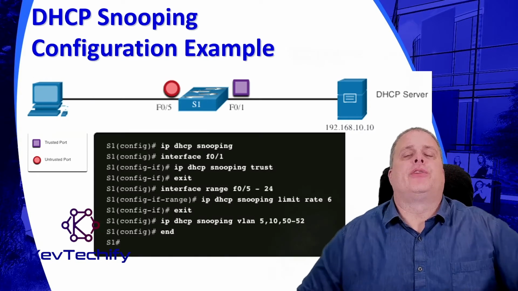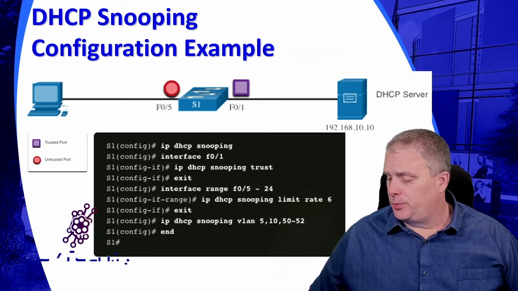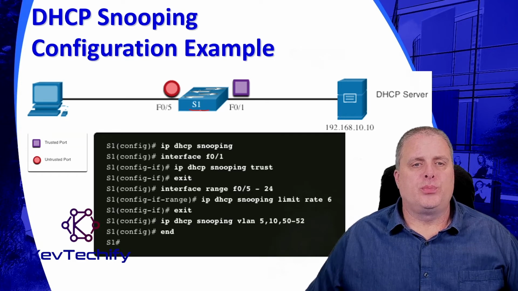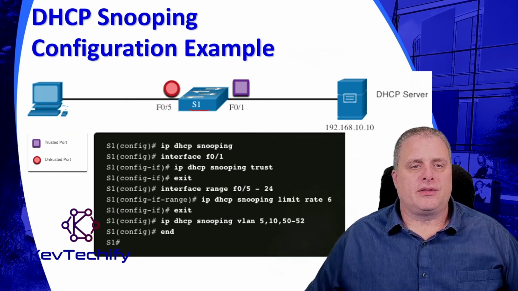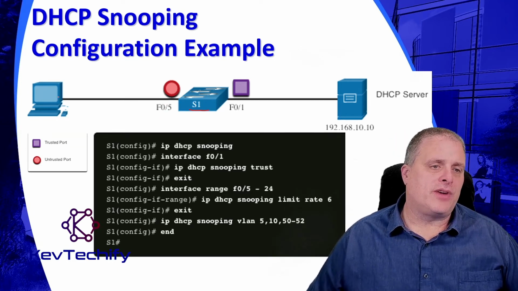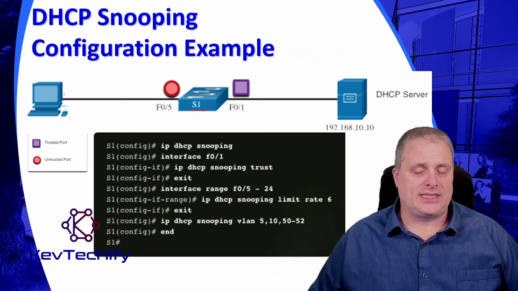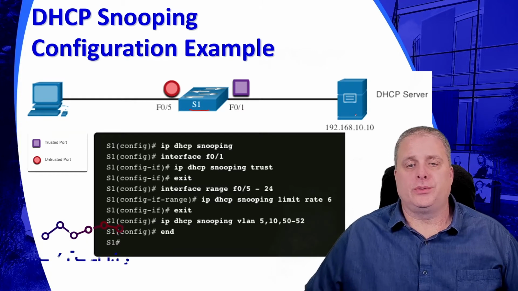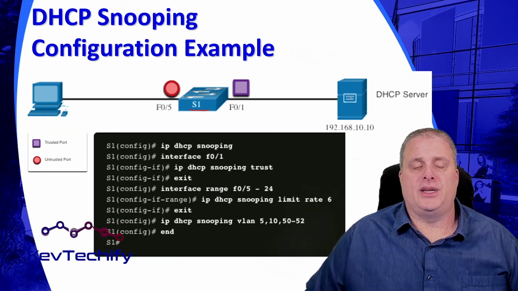Here's an example configuration of DHCP snooping. First, let's look at our switch in the center. We have two ports connected in. We have Fast Ethernet 0/5 connected to an end user device, an access port, a PC, and then we have Fast Ethernet 0/1 that's connected into a DHCP server.